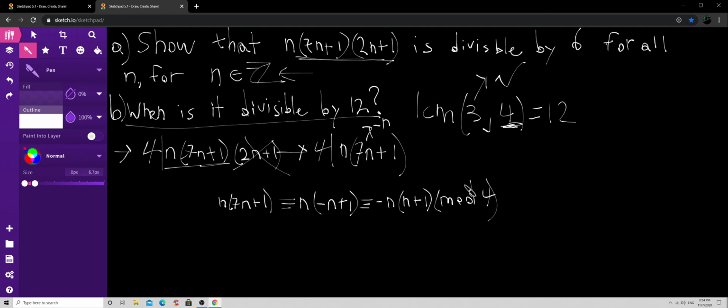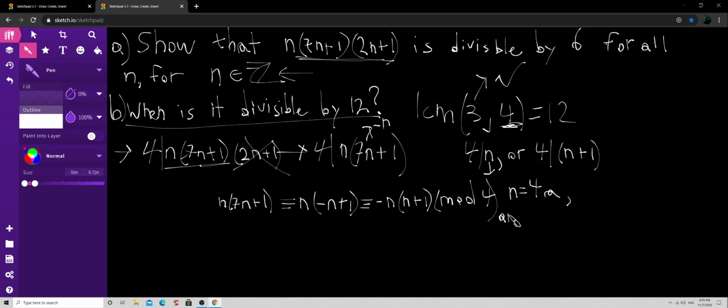So in other words, either 4 divides n or 4 divides n plus 1. Okay? And the only time that this works is, if we want to express this as an equation, either n equals some multiple of 4, so we'll call this 4a, or, well, these are our two cases, in other words.